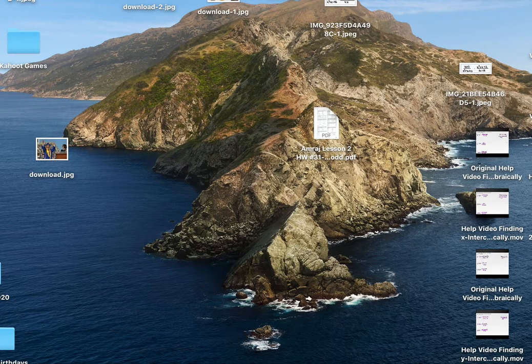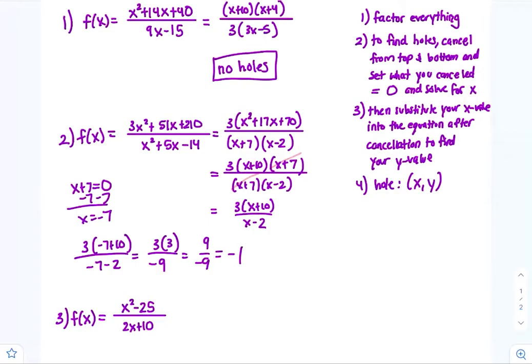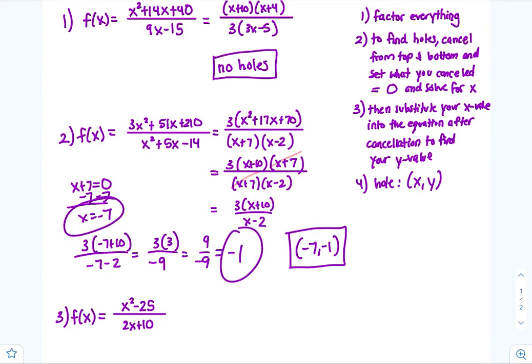Let me share my screen again. As you saw, our hole is going to be at, oh, hold on. It's raining right now. So our hole is going to be at negative 7 comma negative 1. Here's our x, and this is our y value.